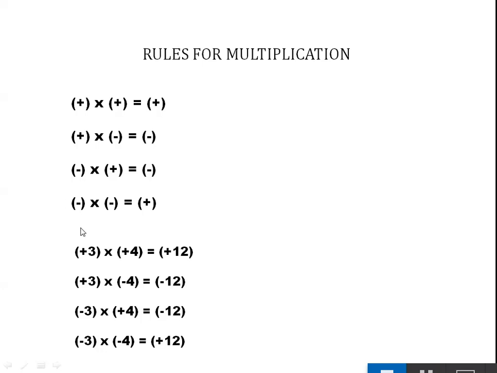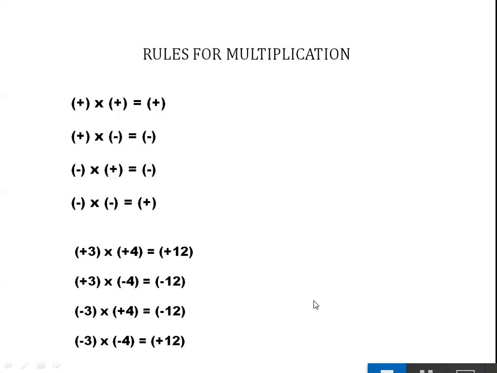Here you can see you are multiplying the numbers 3 and 4. 3 into 4 is 12. The only change is that the answer symbol will change according to the question. Positive 3 into positive 4, the answer is positive 12. Positive 3 into negative 4 is equal to negative 12. Negative 3 into positive 4, the answer is negative 12. Negative 3 into negative 4 is equal to positive 12.